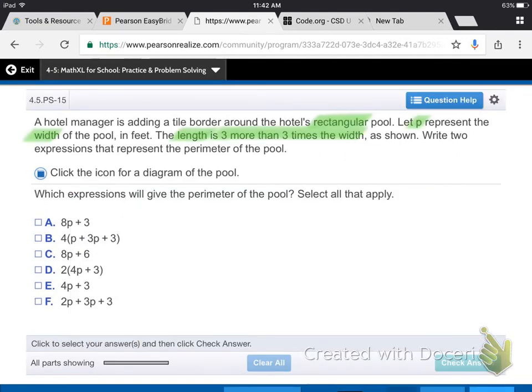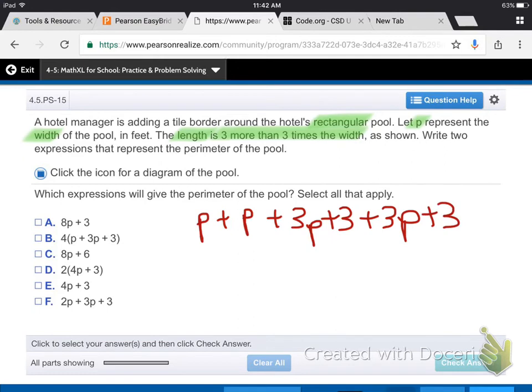Okay, now, let's write an expression for the perimeter. So that's going to be P plus P plus 3P plus 3 plus 3P plus 3. Let's take a look at what that is. That is the width and the other side that is the width, and then the length, and then the other side that is the length. So we have 4 sides of the rectangle, 2 different sides, each occurring twice. So P occurs twice, and then 3P plus 3 occurs twice. Now let's add all that together.